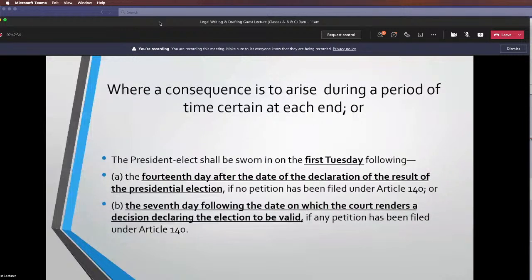Again, in our constitution, we talk about, for instance, the declaration of the president-elect, when he's being sworn in, it says first Tuesday. It does not matter. We have specified that date, and we also say 14 days, or we say 7 days.